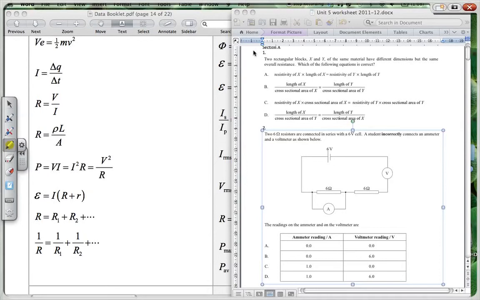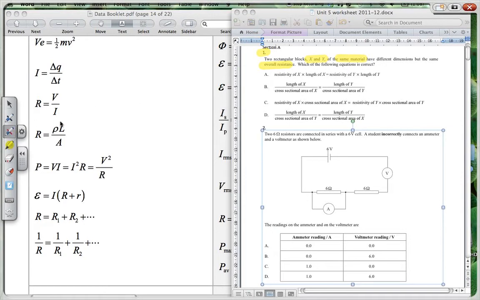Here I've got section A of the Unit 5 worksheet, 2011-2012. So question 1. Two rectangular blocks X and Y of the same material, that's important, have different dimensions but the same overall resistance. Which of the following equations is correct?